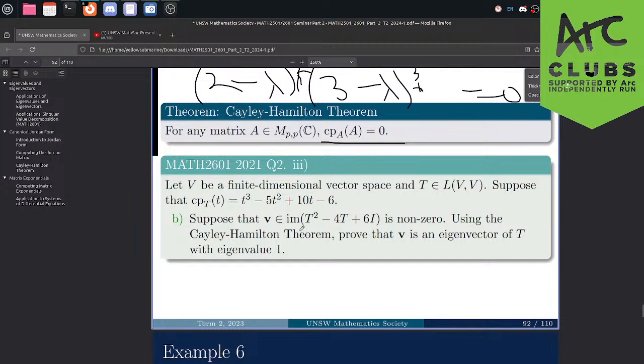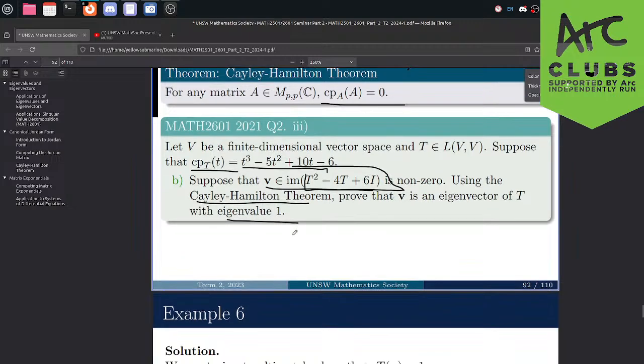Yep, cool. So we have this question here. We're given a characteristic polynomial, and we're given a v that's in the image of this really weird quadratic. And we want to use Cayley-Hamilton to prove that v is an eigenvector of eigenvalue 1. So you might sit here scratching your head, like, okay, Cayley-Hamilton, I substitute into this, but what does this have to do with anything? I'm confused. Well, the idea is that an eigenvector of eigenvalue 1 is such that if you apply T minus lambda to it, you get 0. That's what it means to be an eigenvector.